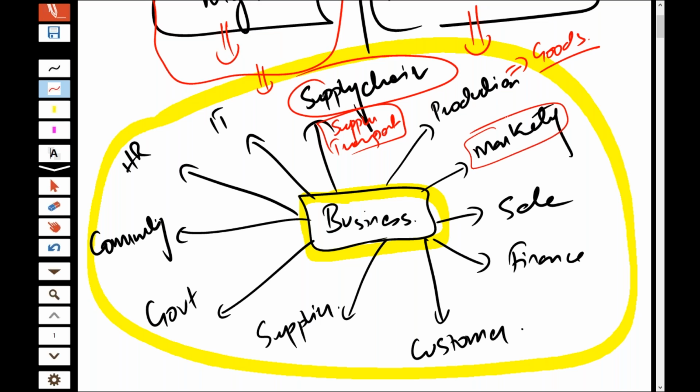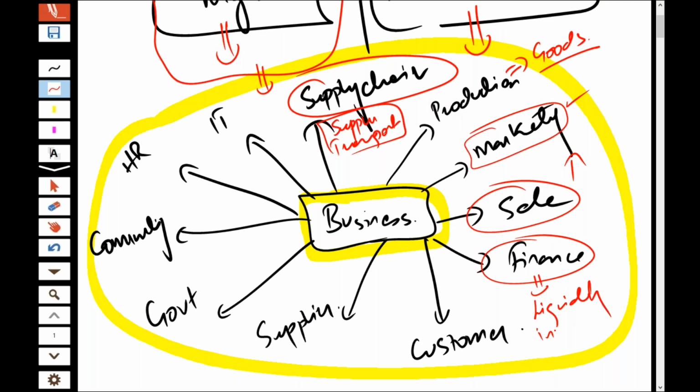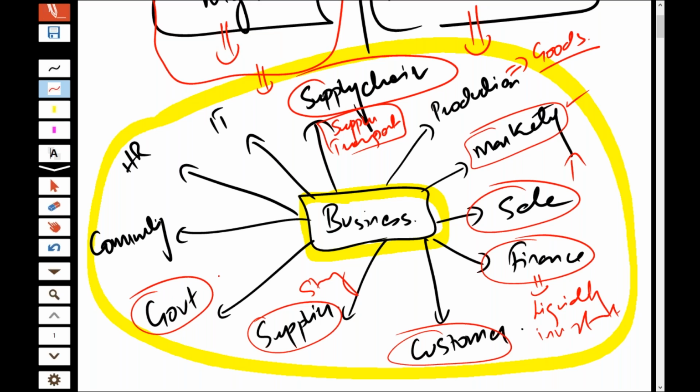You'd make sure that you market your goods, your product, your services in an appropriate manner. You'd make sure that your business's sales go up. You'd make sure that the finances are appropriately managed, whether that be the liquidity, the investment, etc. You'd make sure that your customers are happy. You'd make sure that you've got a good and strong relationship with your suppliers. You'd make sure that you meet the government requirements, the compliance requirements, everything.